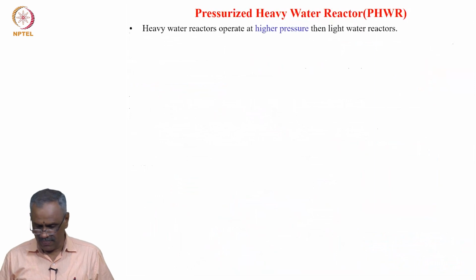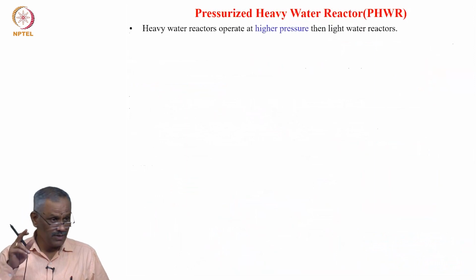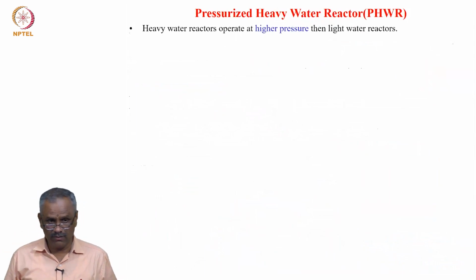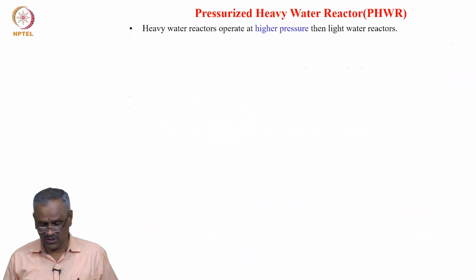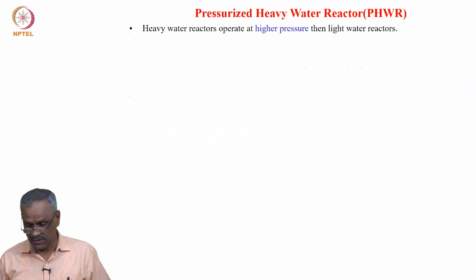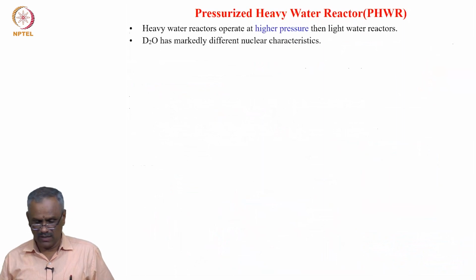Next one is the pressurized heavy water reactor. Because in the previous one we used pressurized light water reactors, where normal water, H2O, is used, but if you use D2O, then how does it work out under pressurized conditions? So, heavy water reactors are operated at higher pressures than the light water reactors, the previous one.